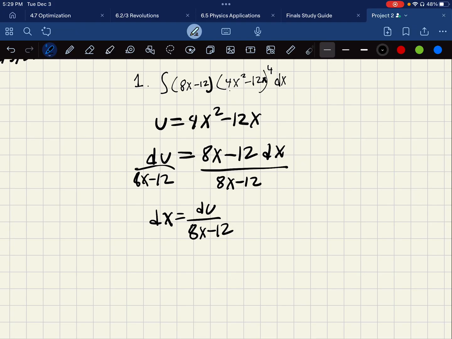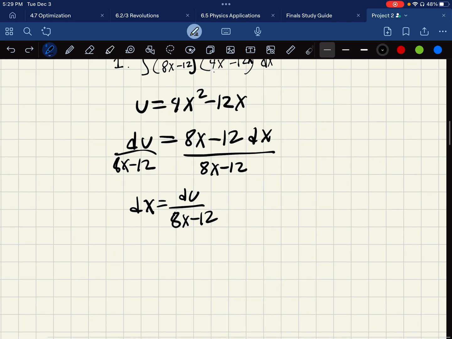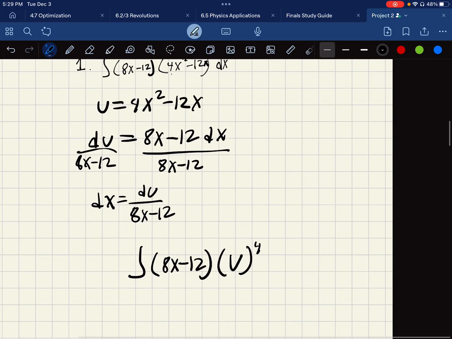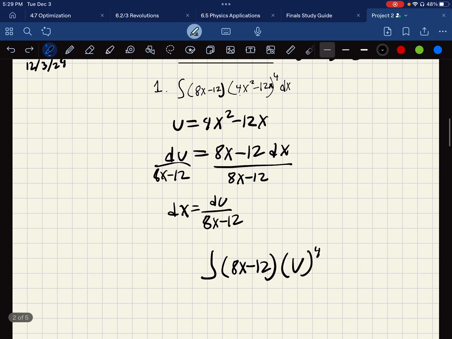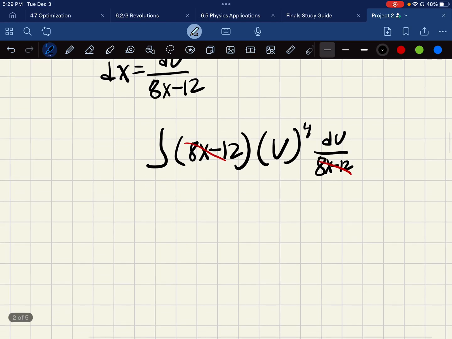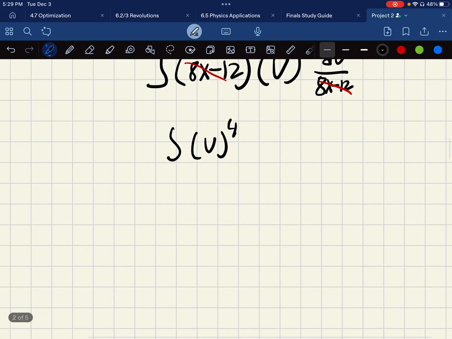Okay, now that we found dx, we can substitute back into the original equation and do some u substitution. So we'd get the integral of 8x minus 12 times u to the fourth power, because it's up there. And then we're substituting our dx value that we just found back in, so we'd get du over 8x minus 12. As you can see, these two values will cancel, leaving us with the integral of u to the fourth power. So now we can just take the regular antiderivative.